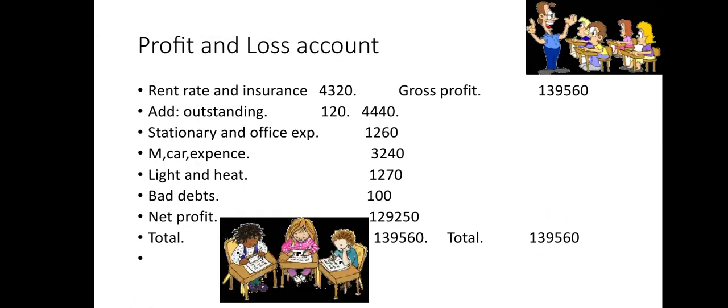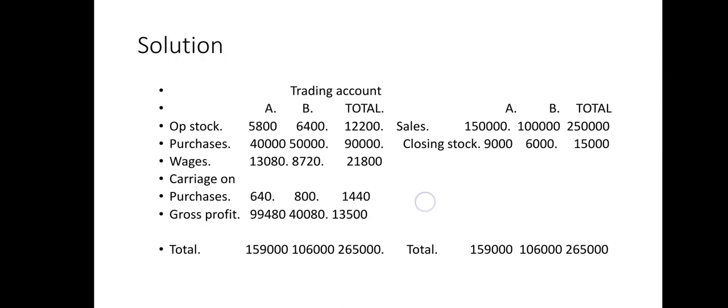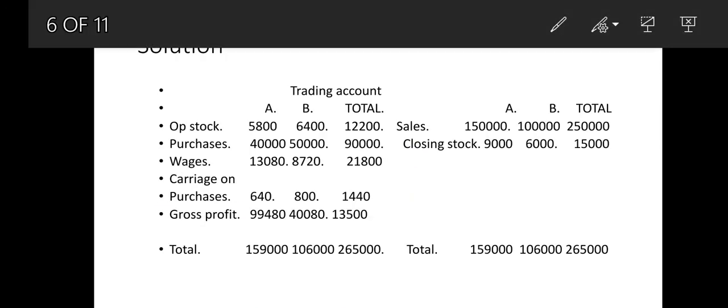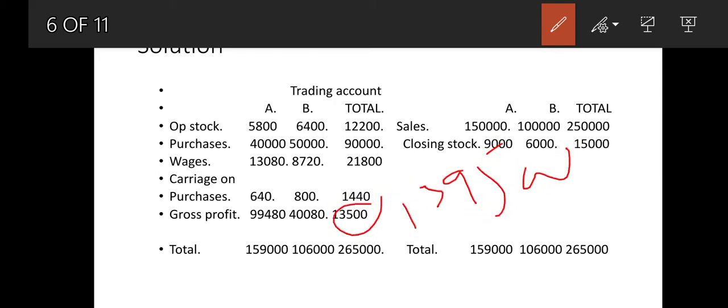Now we move towards the profit. The profit we have already calculated. The profit for the whole organization, it's a misprint. Its profit is 139,500. There is a mistake in typing. Okay, so we will take the profit of the whole organization.